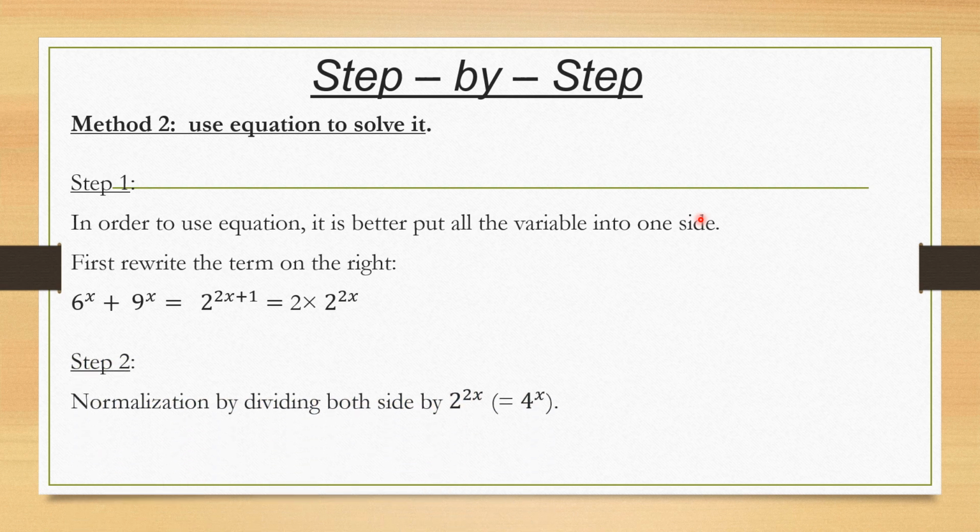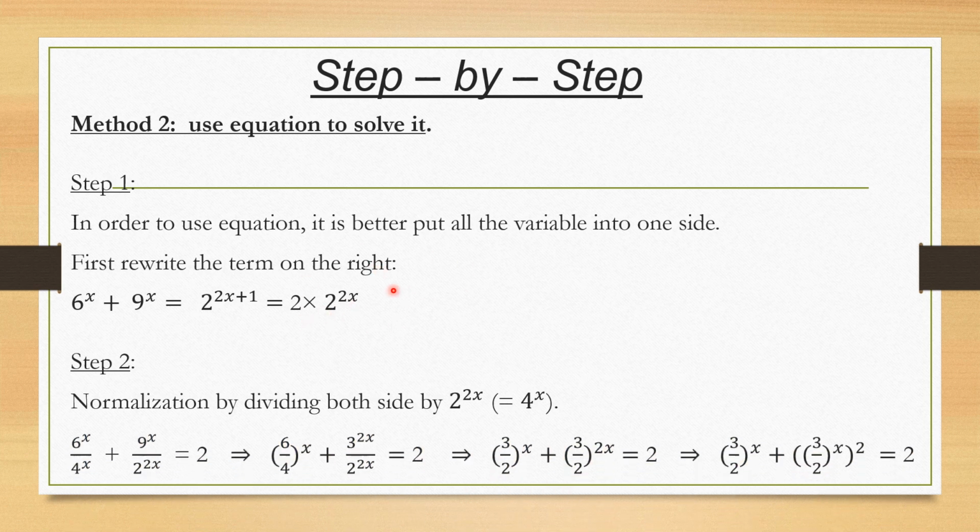Step 2, normalize by dividing both sides by 2 to the power of 2x. Because we're trying to put every variable on the left side, we have to remove the variable from the right side. So we're going to divide every side by 4 to the power of x. Now both of these divided by 4 to the power of x gives us 6 over 4 to the power of x and 9 over 4, but because 9 divided by 4 is also 3 to the power of 2 divided by 2 to the power of 2, we can also write it as 3 over 2 to the power of x to the power of 2, which is 3 over 2 to the power of 2x.